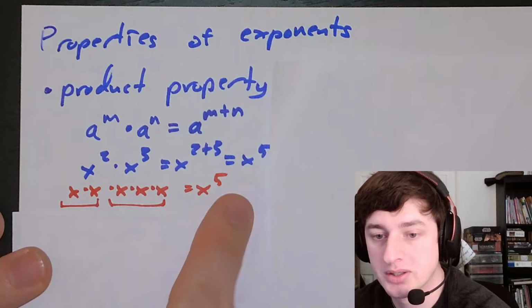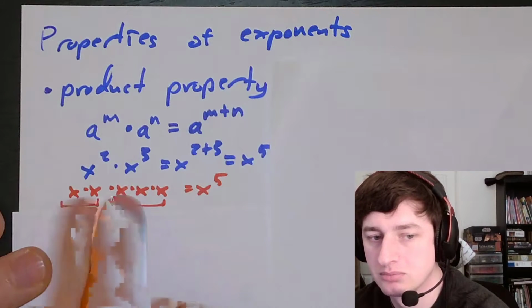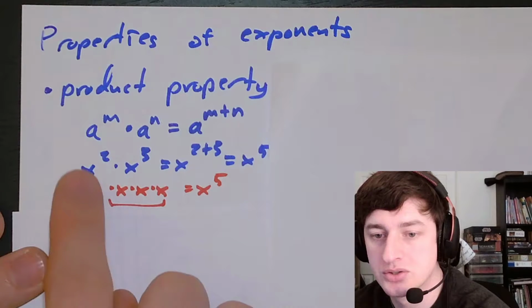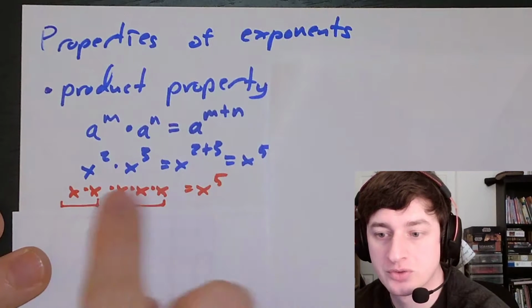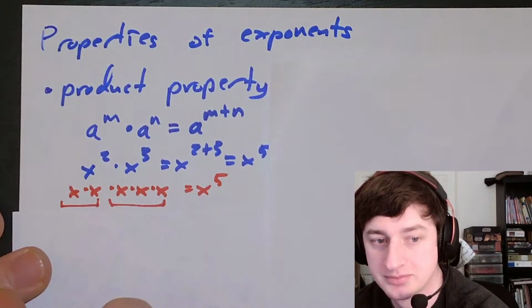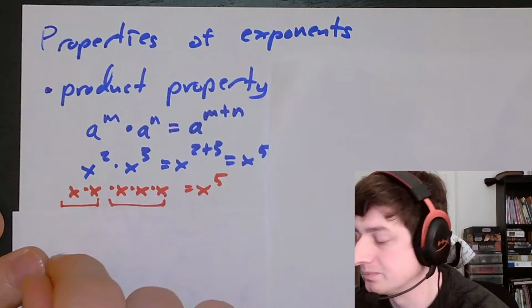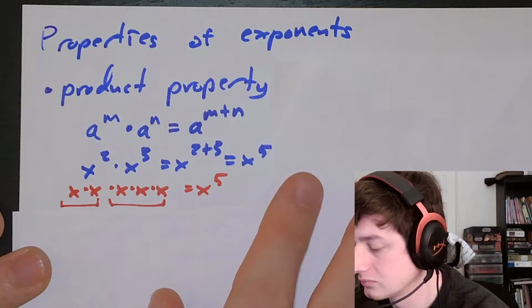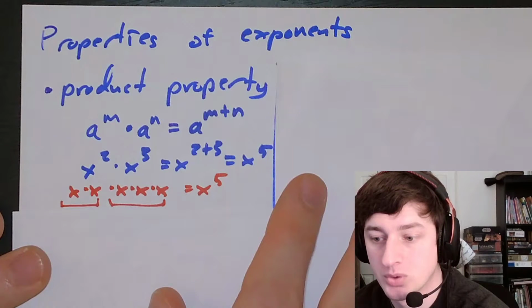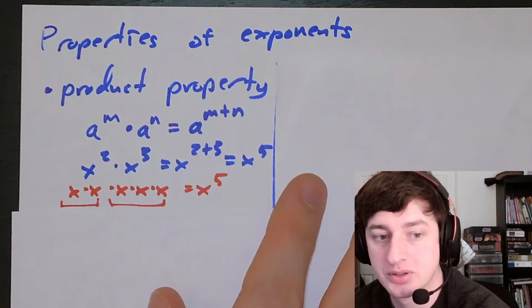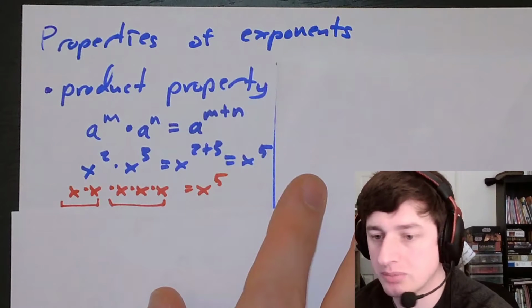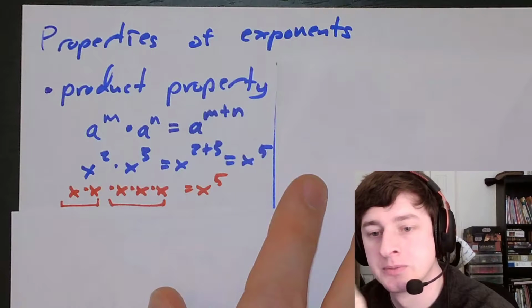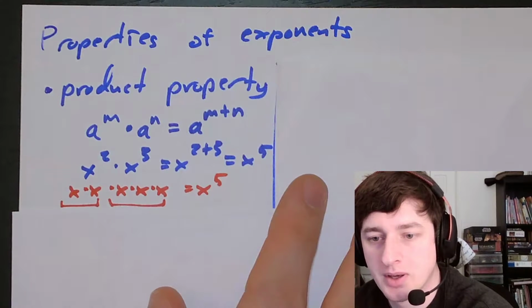So the shortcut, instead of writing this out every time, don't do this. The shortcut is just add the two exponents together. This is the basis for all the other properties. So that's the product property. We can combine our exponents as long as we have the same base. If the base was different, we cannot combine them. They're not like terms. Okay. So that's the product property.